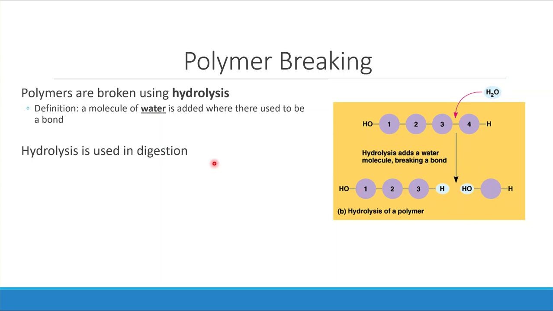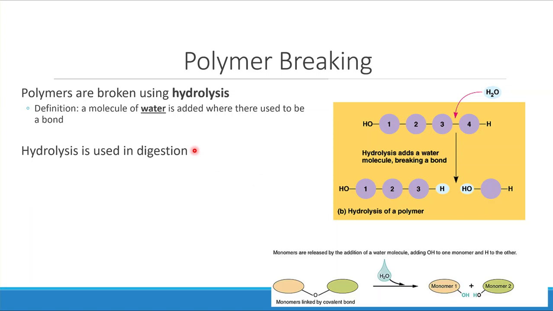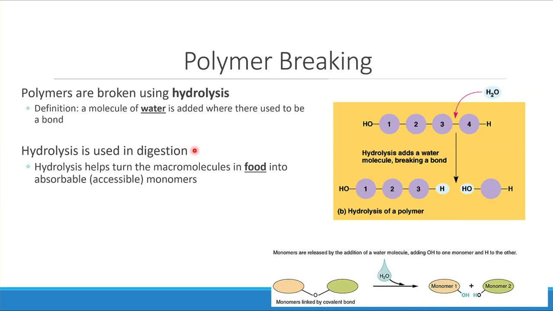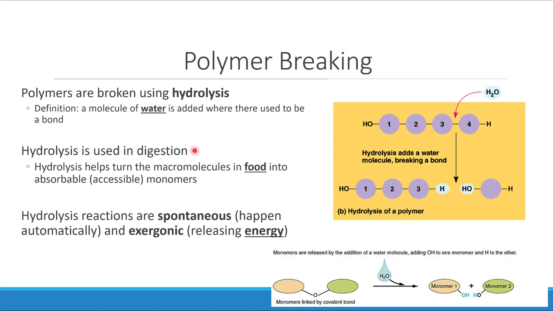So hydrolysis is really what we do the entire time when we're doing the process of digestion. We're turning the macromolecules, the polymers in your food, into something that your body is able to absorb, something that's able to get inside your cells and be usable. Unlike what we saw with the condensation reactions, hydrolysis reactions are spontaneous. They'll happen automatically all on their own. That's because hydrolysis reactions are exergonic. And exergonic means that they release energy. It doesn't cost me any energy to break a bond. It costs me energy to build a bond.